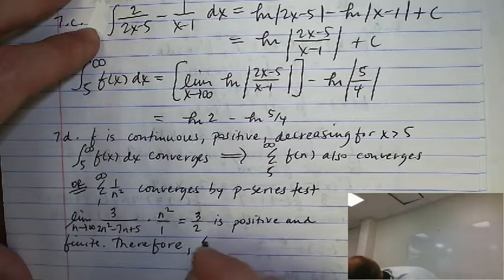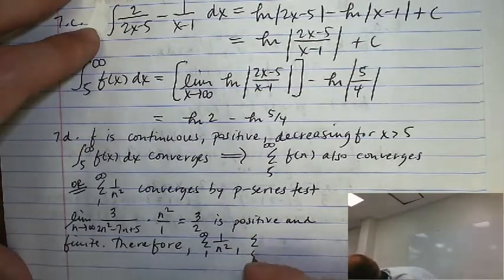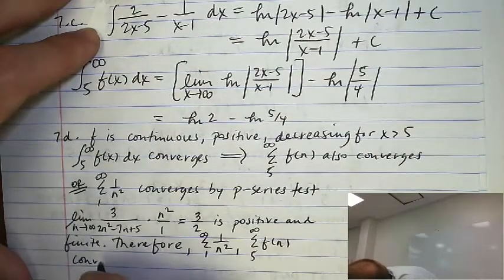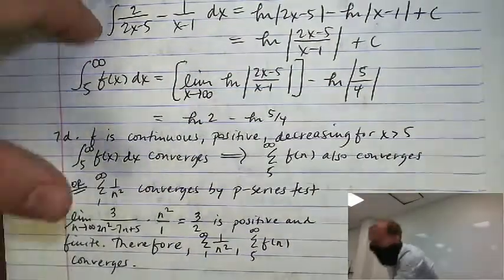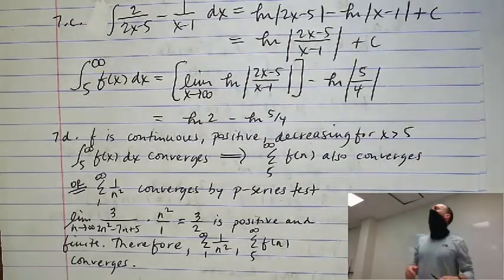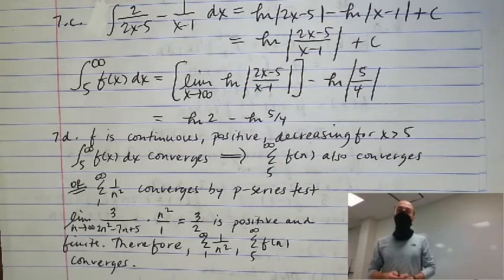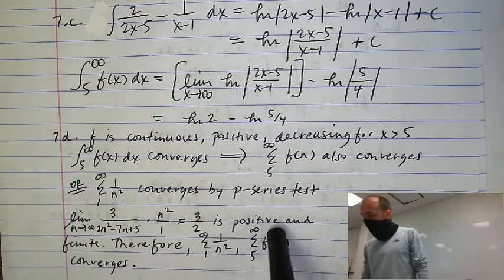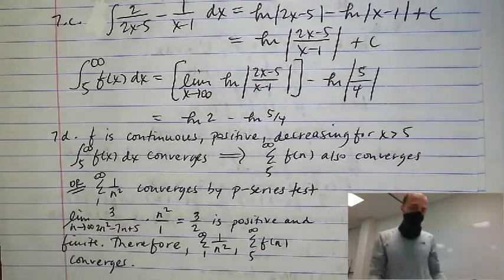Therefore, much like the sum from 1 to infinity of 1 over n squared, the sum from 5 to infinity of f of n converges. Right? Don't need to say I'm using the limit comparison test. You just need to do the limit comparison test, and because they requested, state the conditions of the test. Right? Well, that limit is positive and finite.